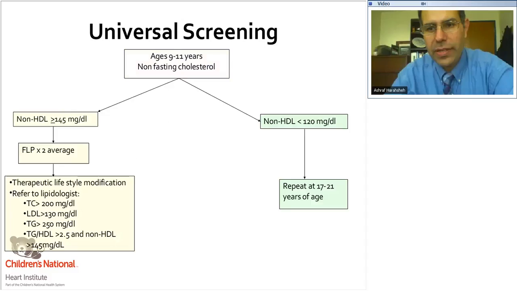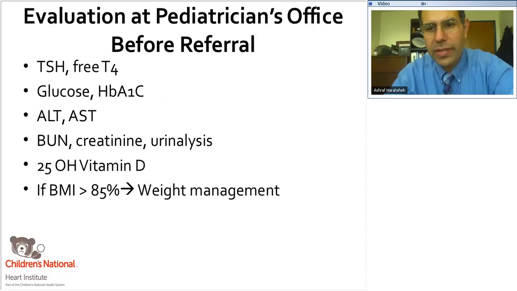I know practices vary. Some pediatricians are confident and comfortable taking care of those patients by themselves. We encourage you to do so. That was the intention of the guidelines released. If you have any questions, feel free to contact us, and if you want us to manage those patients, we are more than happy to do so.